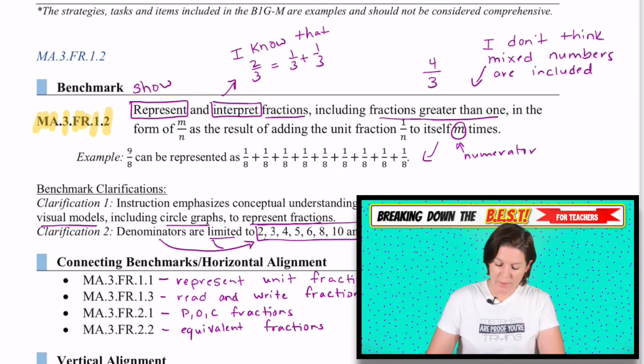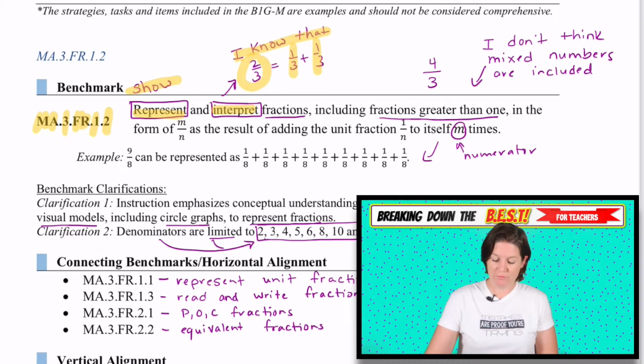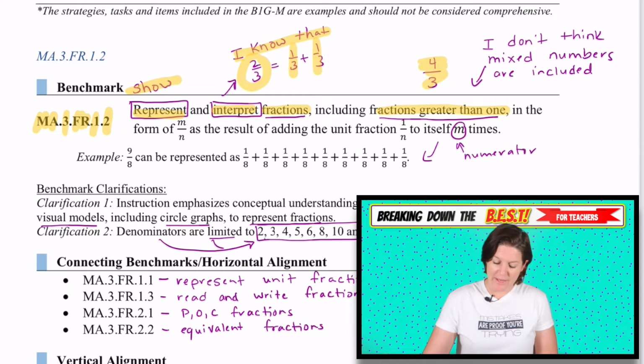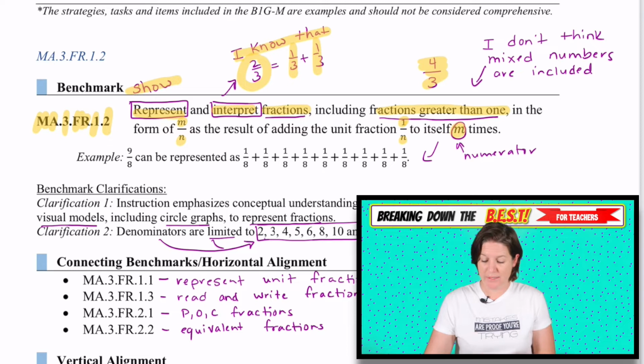MA.3.FR.1.2. The standard says to represent, that means to show, and interpret, that means saying, like, if I see 2/3, I know that it's 1/3 plus 1/3. Interpreting fractions, including fractions greater than 1, which would be like 4/3, where the numerator is greater than the denominator, in the form of m/n as a result of adding the unit fractions of 1/n to itself m times. So m being the numerator.